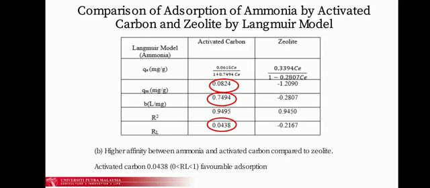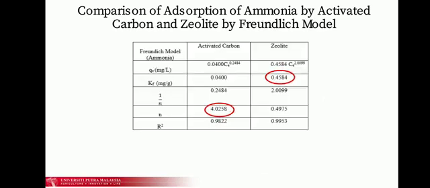Next is to discuss the adsorption of ammonia by the Langmuir model. Results show that activated carbon has higher affinity of the ammonia to the adsorption site. However, when discussed with the Freundlich isotherm, zeolite showed higher affinity to ammonia compared to activated carbon, but the separation factor of activated carbon is in the range of favorable adsorption.